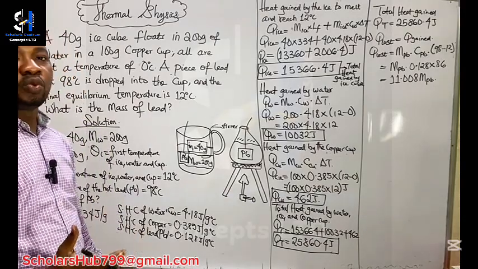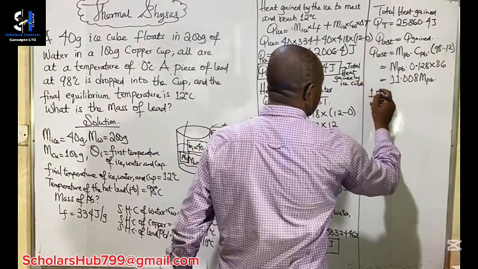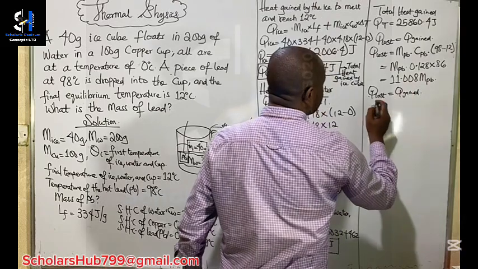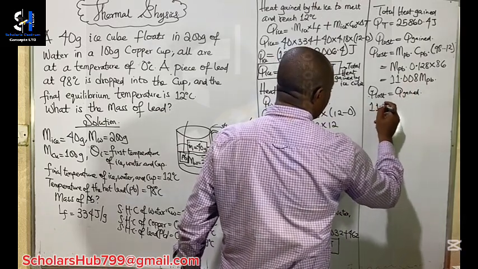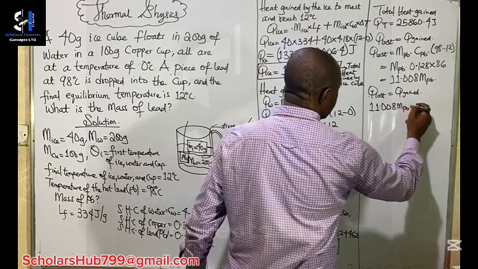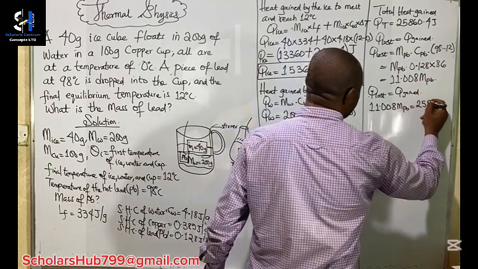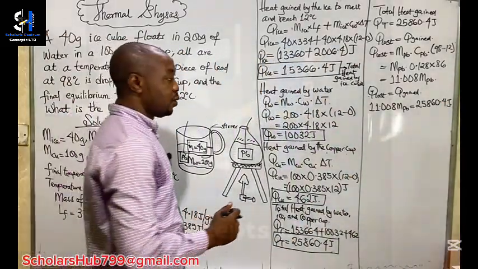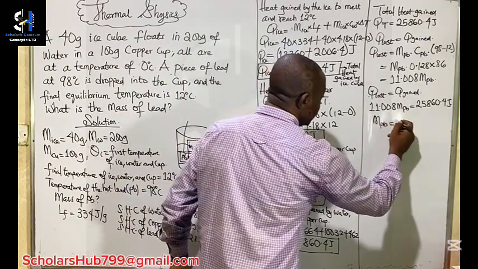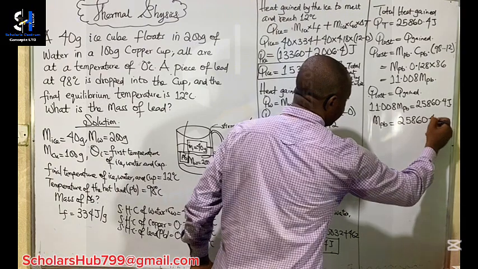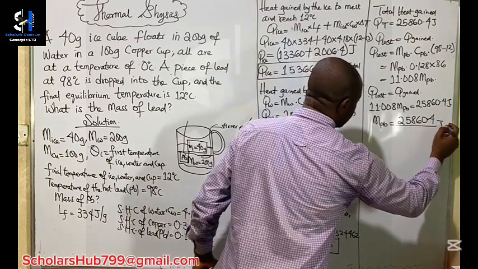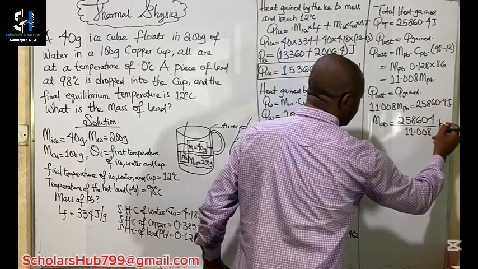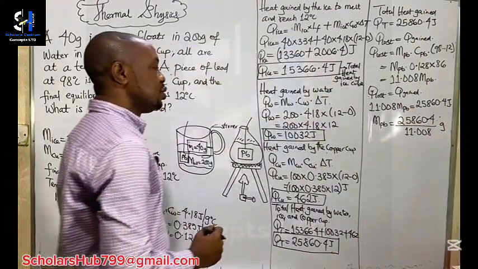So heat lost equals heat gained. The heat lost is 11.008 times the mass of lead, equal to the heat gained, which is 25860.4 joules. So now we can calculate the value of the mass of lead. The mass of lead will be 25860.4 joules divided by 11.008 joules per gram, so the unit will be in grams.